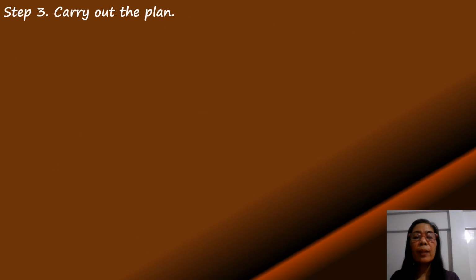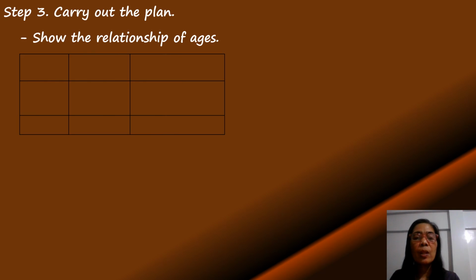We are now ready to carry out our plan. That is, we are going to construct the table of ages. Since we are not given the number of years in the past that their ages were being compared, what we are going to show in the table will be the relationship of the ages based on the given conditions. So we have here Belle and Jessy, their past and present ages.